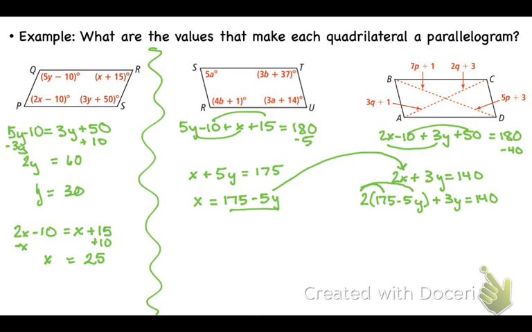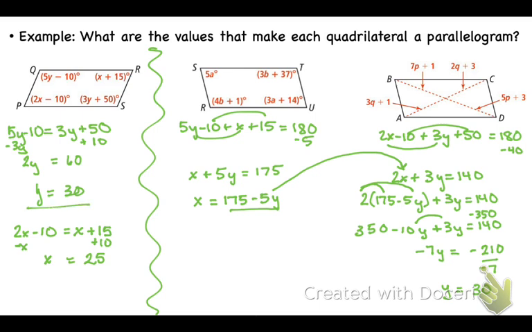Distribute. So that's 350 minus 10y plus 3y equals 140. So I could combine these two and subtract 350. So I get negative 7y equals negative 210. Divide by negative 7, and y equals what? 30. Did we find y was 30? Yep.